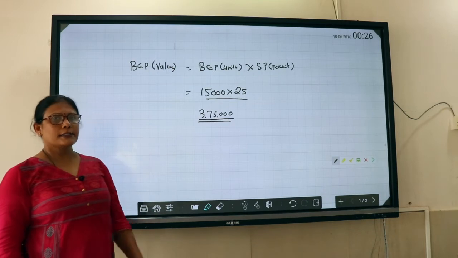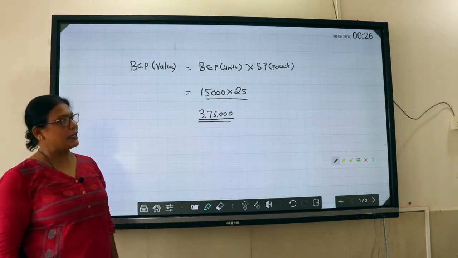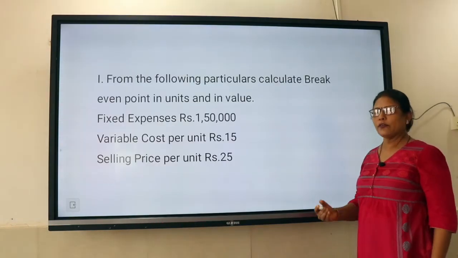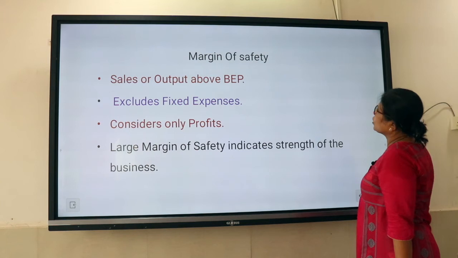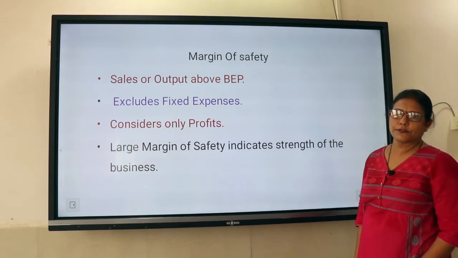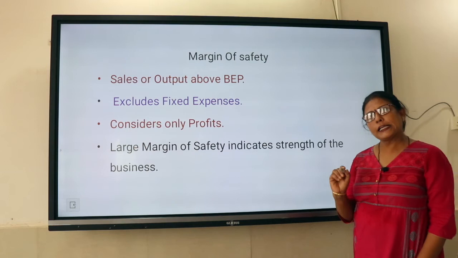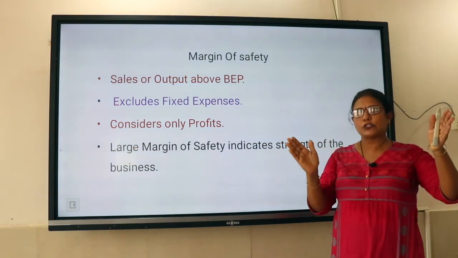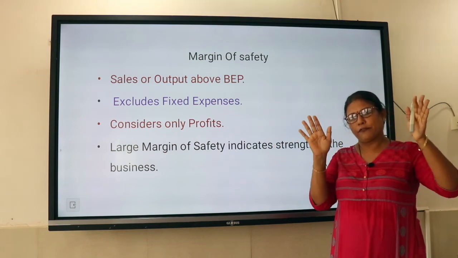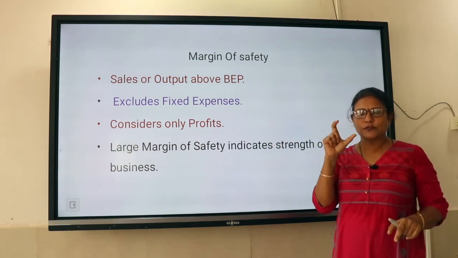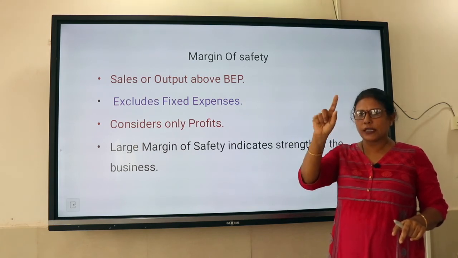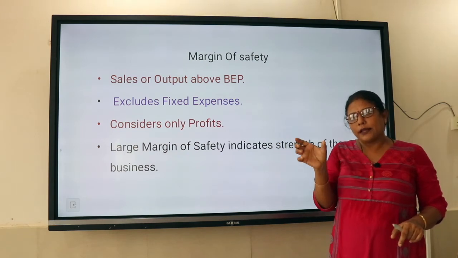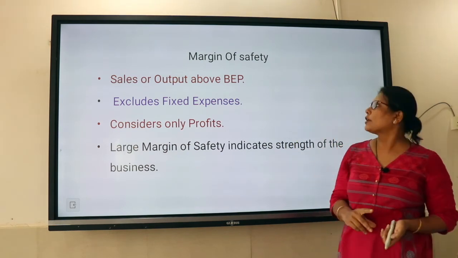Now we'll see the last element, that is margin of safety. Okay, break-even point in units and value are done. Now what is a margin of safety? Okay, it is sales above break-even point. That means you are in a zone where you are safe, your business is safe. That is called a margin of safety. So how many units I sell, or how much value of sales I generate, so that I arrive in a safer zone, that is called a margin of safety.